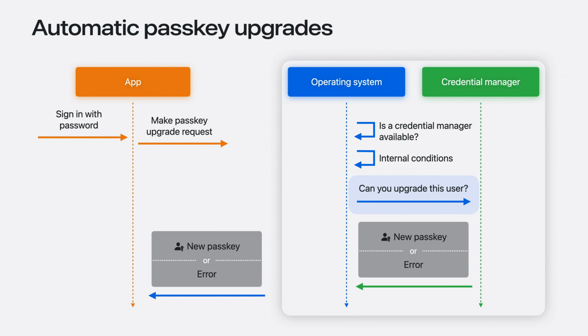The credential manager then applies its own set of conditions to the request. The most important condition is whether it was just used to fill a username and password for the same account. That is, an account with the same username as the passkey being registered. If the answer is yes, and any other conditions the credential manager has are met, it returns a new passkey, which is passed along to your app. If any conditions weren't met along the way, you get an error back. This doesn't necessarily mean anything went wrong, just that a passkey wasn't created this time.